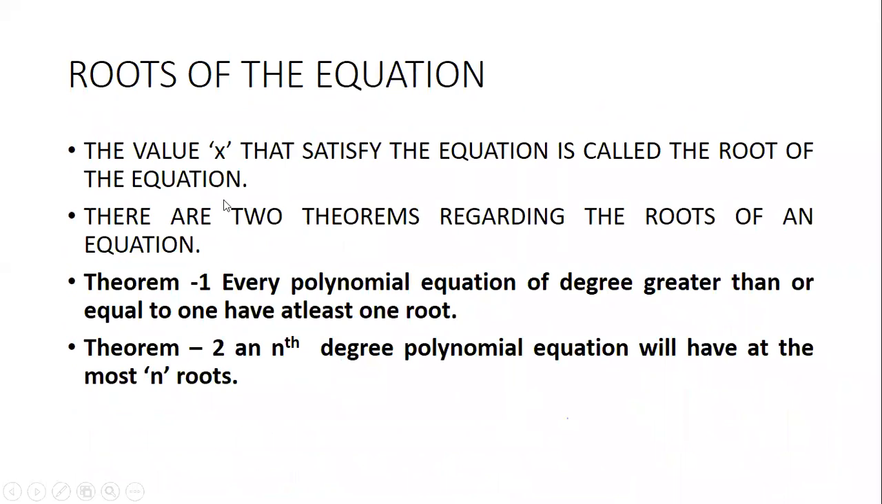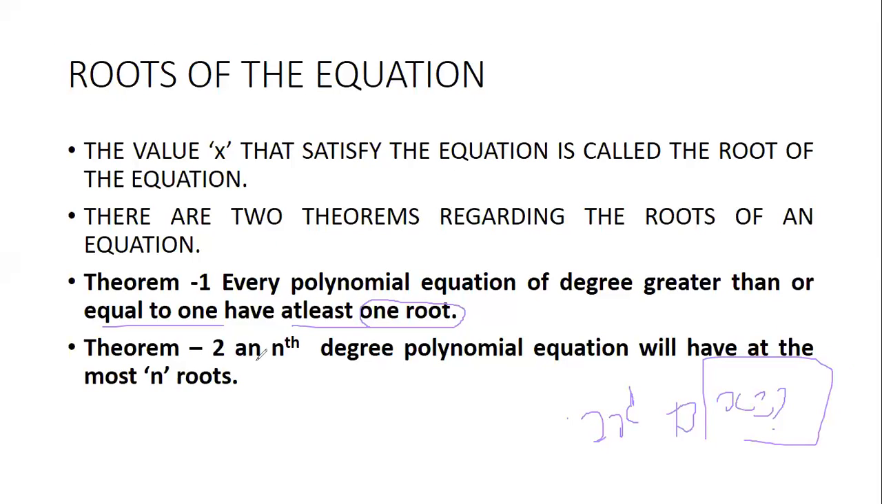Coming back to our theorem, that is what they're trying to say here. In one equation which has the degree greater than or equal to 1, in the previous 2x plus 3y, for x it was 1. So greater than or equal to 1, you will have at least one root, that is nothing but the value of x will be found out.